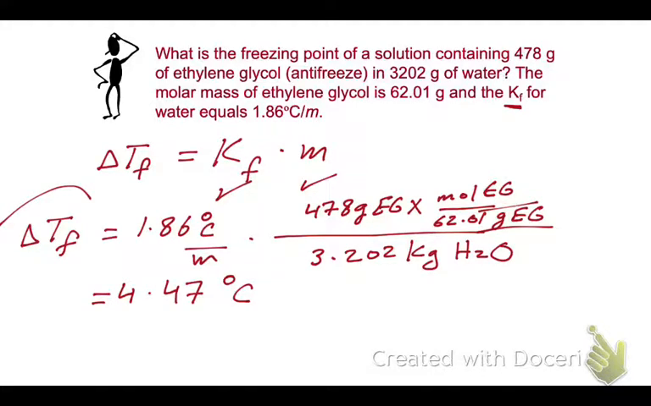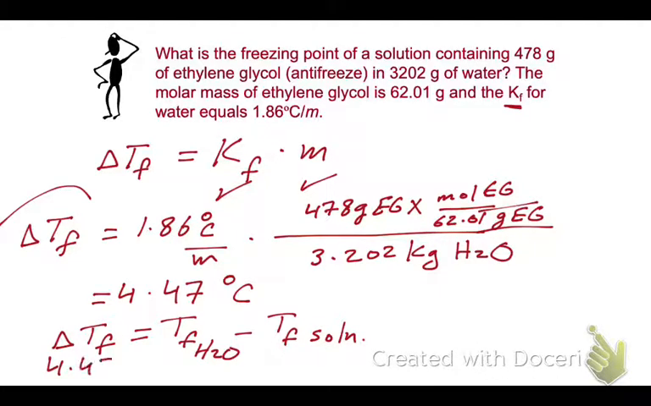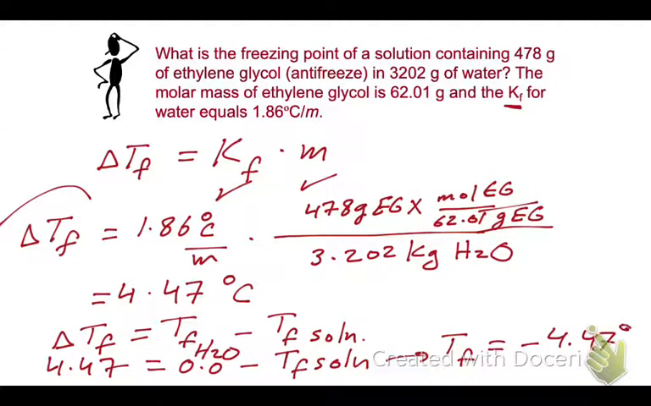But what is the new freezing point of the solution? Remember, delta Tf is equal to Tf of water minus Tf of solution. Okay? So 4.47 will equal 0 minus the freezing point of the solution. Therefore, the new freezing point of the solution is negative 4.47 degrees Celsius, right? Because what I calculated is the change. And remember that property is called freezing point depression. Solution will have lower freezing point.